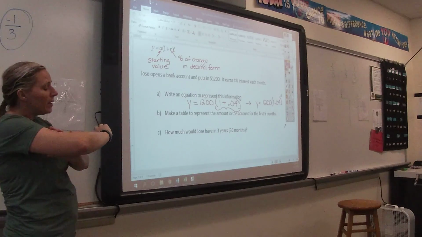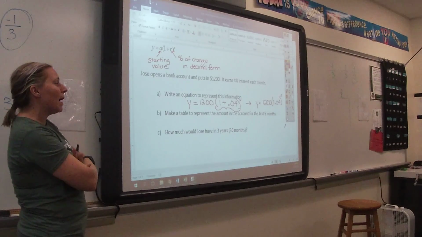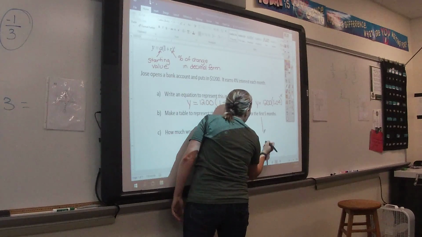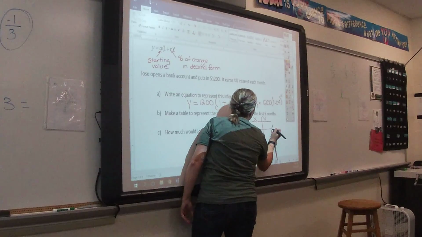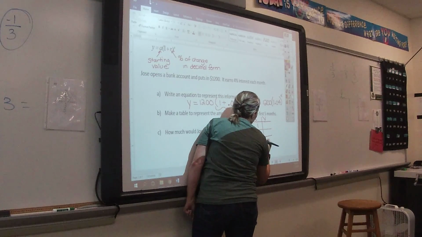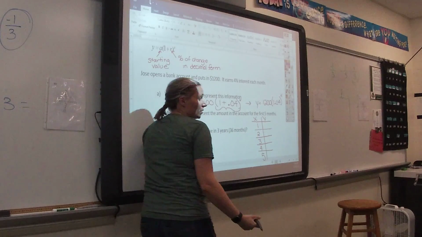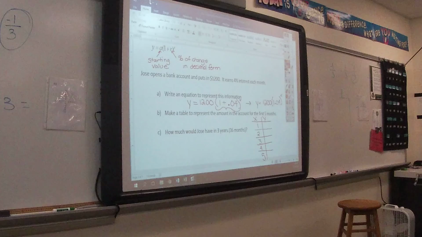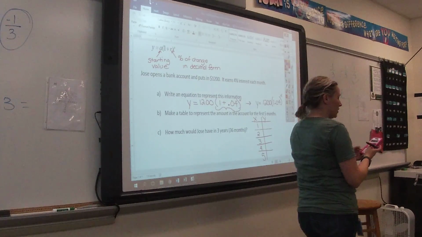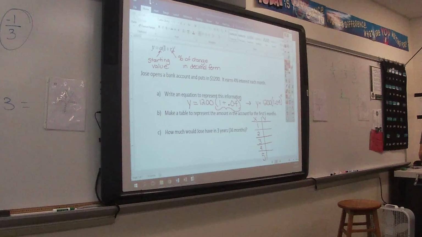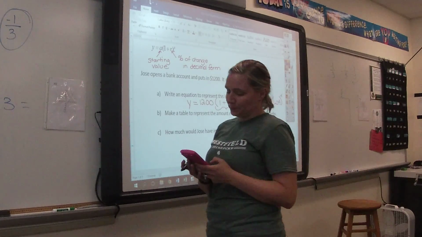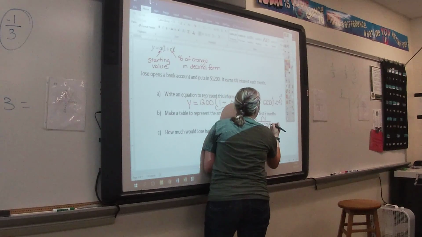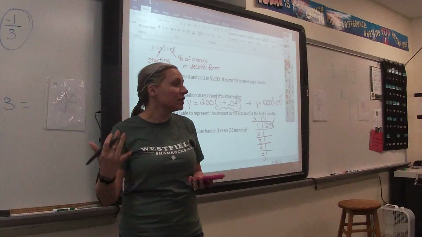It then says, make a table to represent the amount in the account for the first 5 months. So if we want to make a table to represent month 1, 2, 3, 4, 5, we are doing exactly what we just did in that bell work with graphing an exponential. So we will pick up our calculator, and in our calculator we will put 1200, open parenthesis, 1.04, close parenthesis, up caret 1. And we get 1,248, which means if we just let that money sit for a month, we've earned $48.